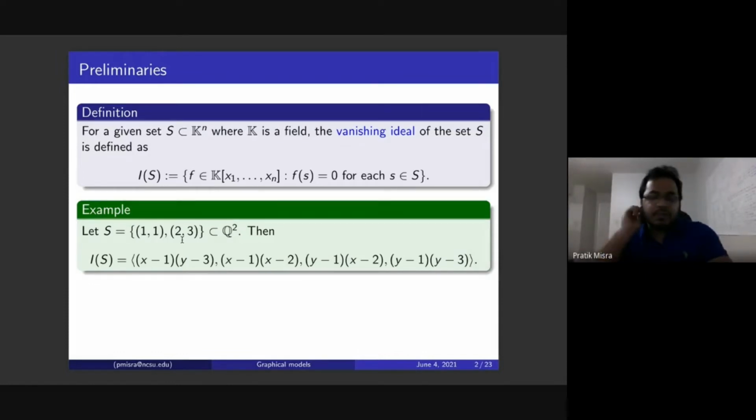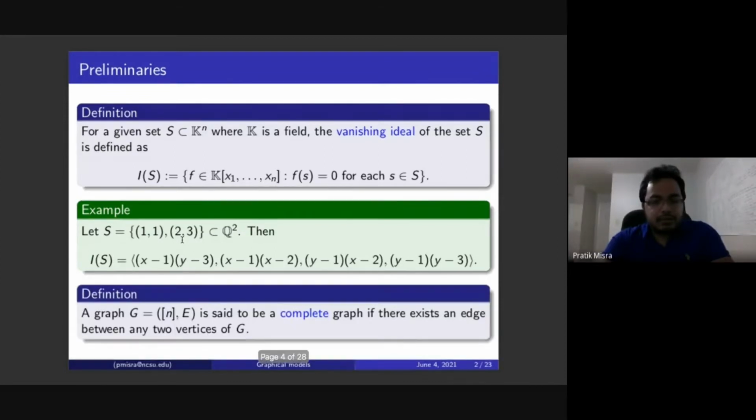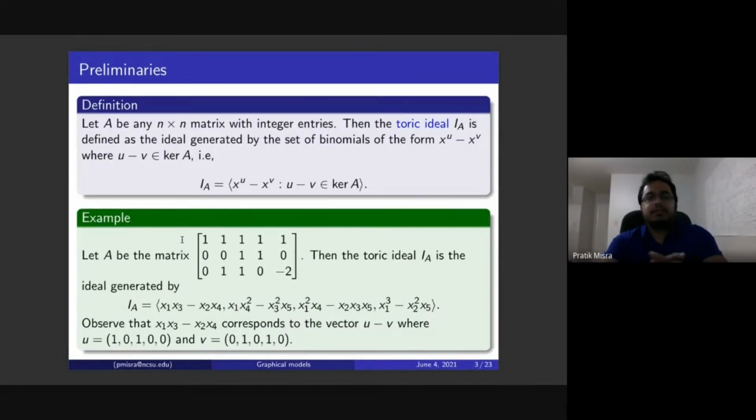Okay, so let's move on to a simple definition of complete graphs. A graph G is said to be a complete graph if there exists an edge between any 2 vertices of G. This is a pretty common definition. Now let's look at the concept of toric ideal, which will be used throughout.